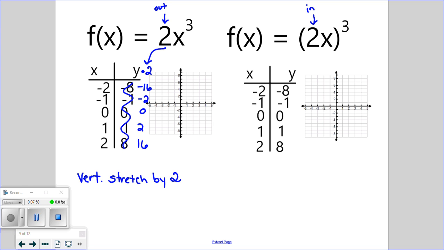and then I just regraph these points. -2, -16 is going to be way off my graph, like way down here. -1, -2, 0, 0, 1, 2, and then 2, 16 again runs way off my graph up there. But it would look something like that.